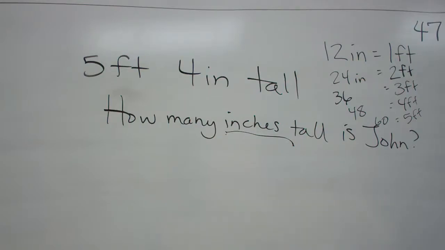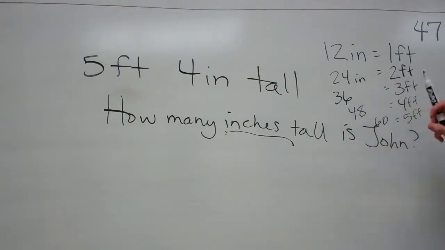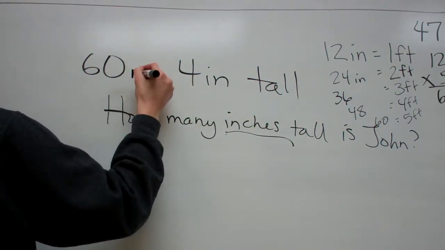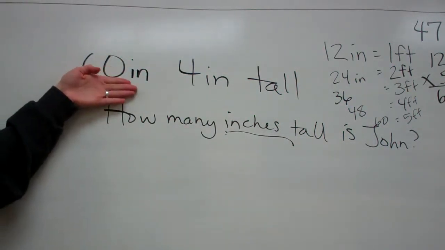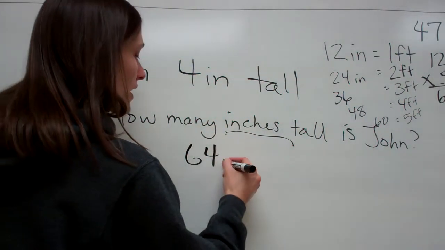Basically, what I'm doing is 12 plus 12 plus 12 plus 12 plus 12, which is really 12 times 5. So 12 inches times the 5 feet. How many inches is that? 60. We discovered that. Now listen to the story. 5 feet is really 60 inches. So he's 60 inches plus 4 inches tall, 64 inches.